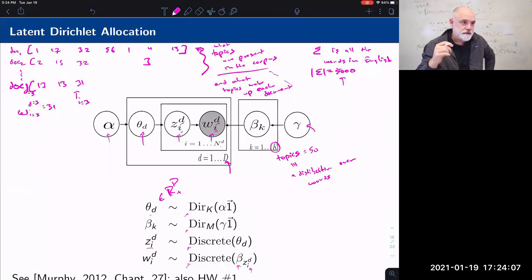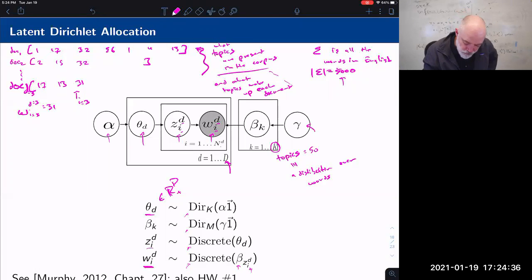Z_id is a discrete variable for every word in a document that tells you which topic it came from. So you generate from beta k, from theta d, which is the per-document distribution over topics. You generate an indicator to say word number 1 came from topic number 1, word number 2 came from topic number 3, word number 4 came from topic number 7, and so on and so forth, right?